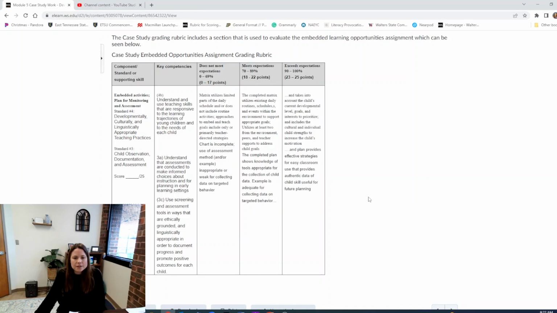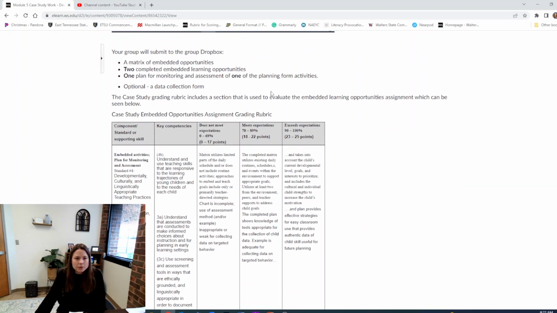Okay, here's the rubric to show you how you will be graded. So how you're going to be graded is to make sure that you're including all these. You do your matrix of the embedded opportunities, you're completing at least 2 of those 3 embedded learning opportunities, and then you have a plan for monitoring, assessing to make sure that it's actually working.